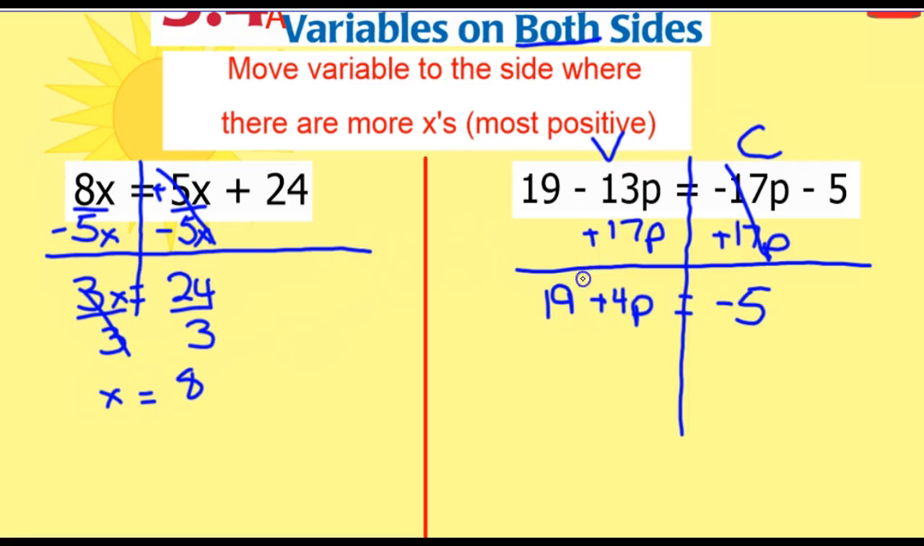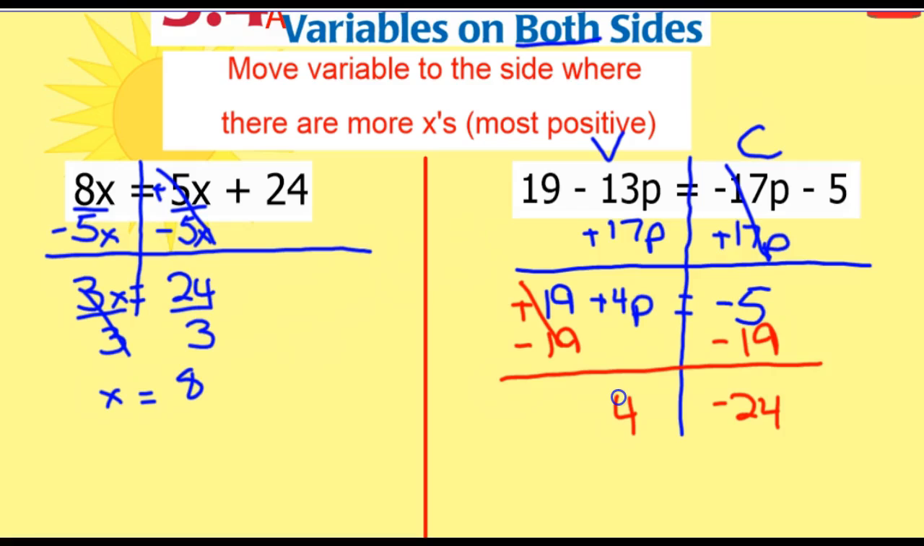Now, I said that I'm going to have a variable side and a constant side. So I'm going to move my constants, or my numbers without variables, over to that side. So here I have a positive 19, which means I can subtract it to move. Now if I'm subtracting two negatives, negative 5 minus 19, that's going to give us a negative 24. 4p equals negative 24. Divide by 4. And p equals a negative 6.